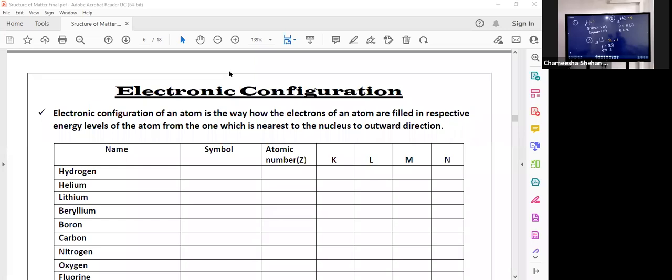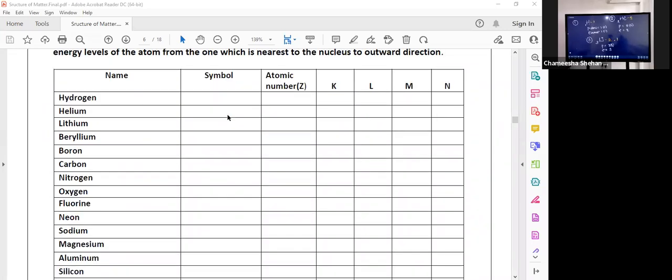Name of the element, hydrogen. Symbol is capital H. So atomic number is what? Atomic number is 1. If the atomic number is 1, you know the number of protons is 1, number of electrons also has to be 1. So before that, we will just fill it like this, right?